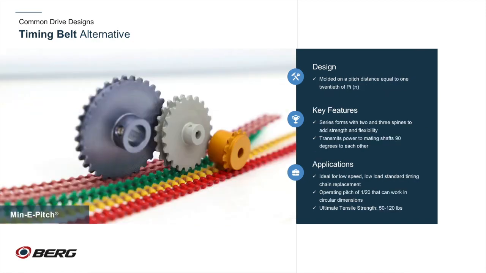Another timing belt alternative we offer is the Mini Pitch line of belts. This is a specially designed line of belts that has a circular pitch based on pi, making it easier to have the right number of pitches for the application and having lower requirements for tensioning. Also, because of the center rib design of this belt, it is possible to twist them such that power can be transmitted 90 degrees to the driven shaft.